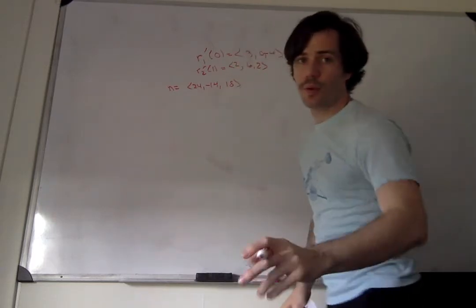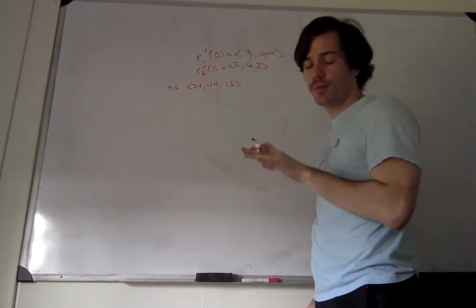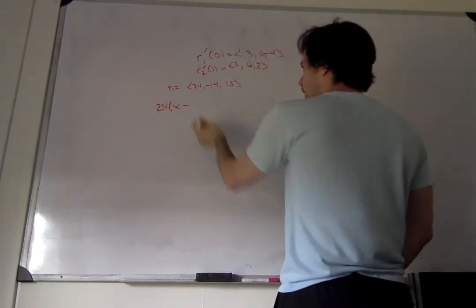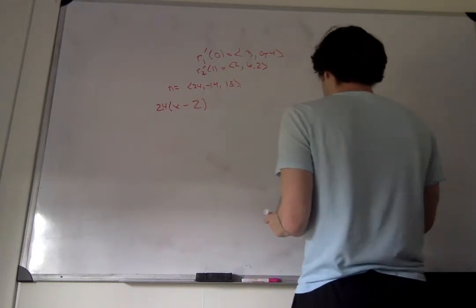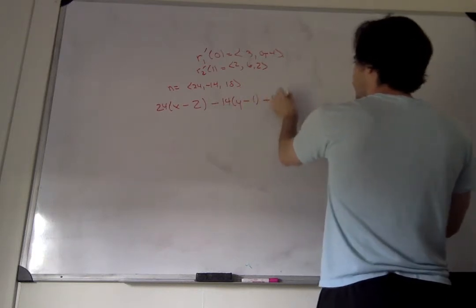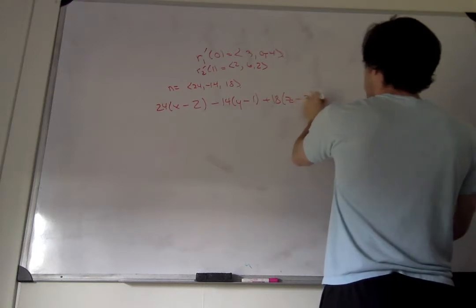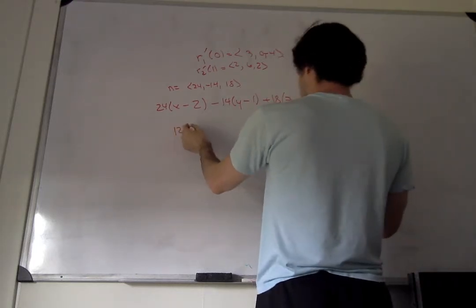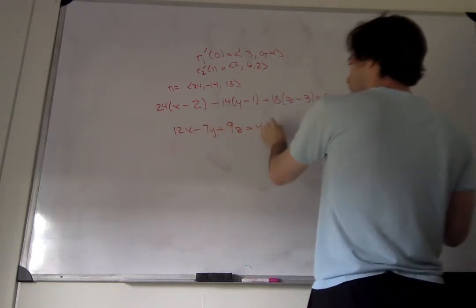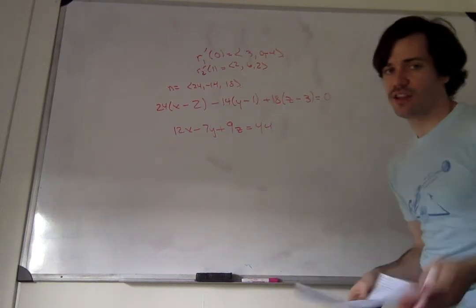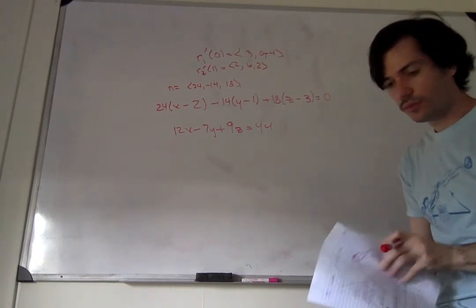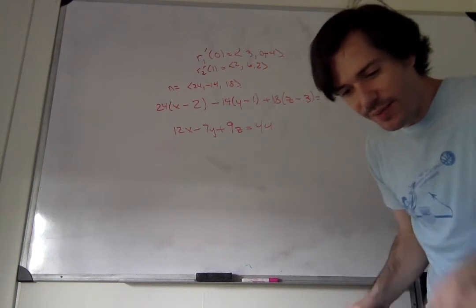And remember, we want to get the plane that goes through that point. So that's going to be 24 times x minus the point, which is 2, minus 14 times y minus the point, which is 1, plus 18 times z minus the point, which is 3. And after a little bit of work, you should get that. And it's like no work at all compared to what we've done so far. Going from here to here, it's nothing. So we are making some progress.